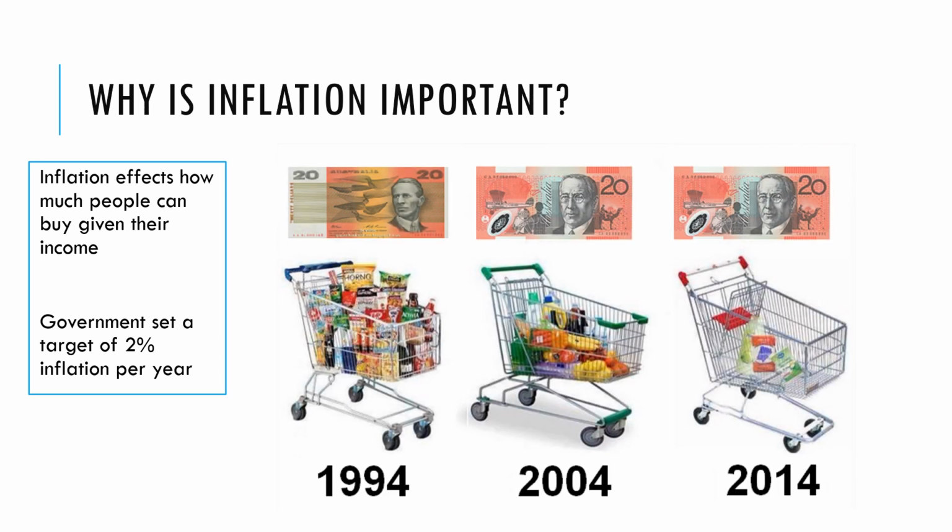If you think about it, back in 1994, how much would a £20 note have bought you? Well, a £20 note probably would have bought you a lot of stuff. But in 2004, that £20 note would probably have bought you less because prices of things have risen. And today that £20 note would buy you even less because again prices have risen. So inflation affects how much people can buy given their income over time. If your income doesn't go up, then what you buy will be less if prices are rising.